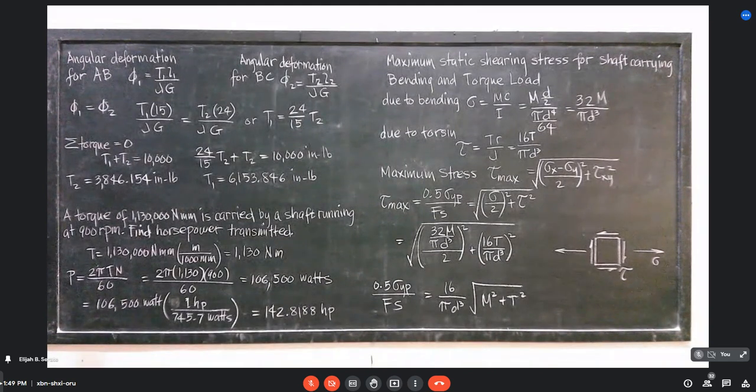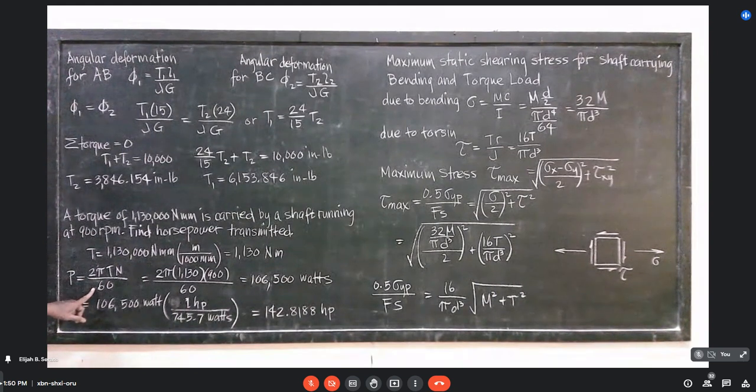Which is just applying the power. What we have is torque. I am now using metric or SI units, Newton millimeter: 1,130,000 Newton millimeter. The torque is being carried by a shaft at 900 RPM. Find the horsepower transmitted. Now, we apply 2 pi Tn. Remember, power is originally T omega, but because omega is 2 pi n, you will have 2 pi Tn for power.